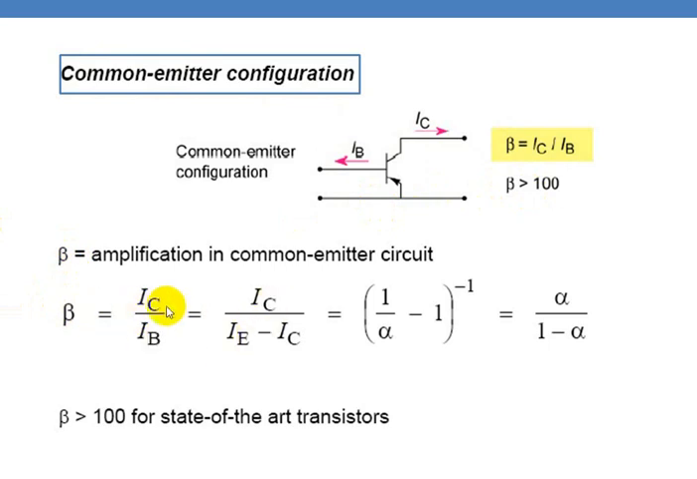So IC by IB is nothing but IE minus IC. This difference is nothing but IE. So further, if you divide each term by IC, bringing this IC to the denominator, you get IE by IC minus IC by IC. IE by IC is nothing but 1 by alpha, and this minus of IC by IC is 1. So this you will be getting in the denominator. So this can be written as 1 by alpha minus 1 inverse. So further this can be written as alpha by 1 minus alpha.